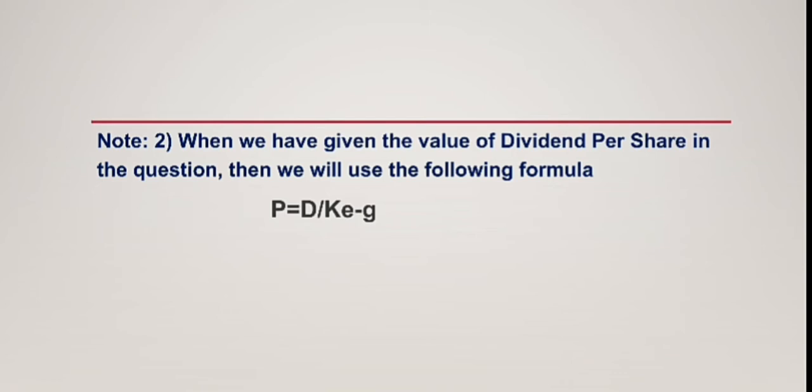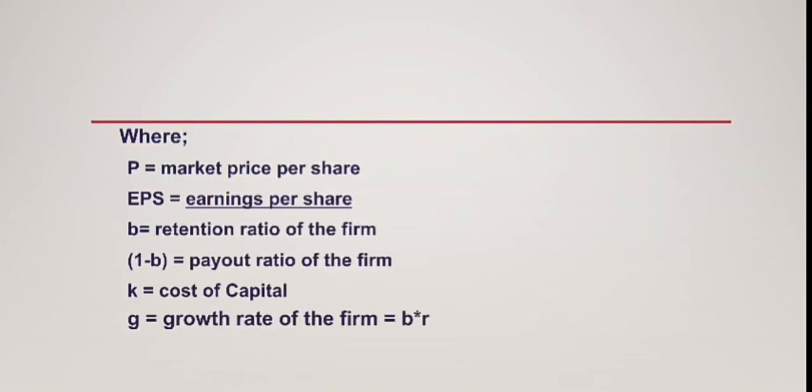So the two basic formulas should be clear in your mind, and it can be written in another form also, that is P equals D upon K minus b r. G can be found by using the formula b multiplied by r, where b is the retention ratio and r is the required rate of return. So it can be written in another way also, that is P equals D upon K minus br.